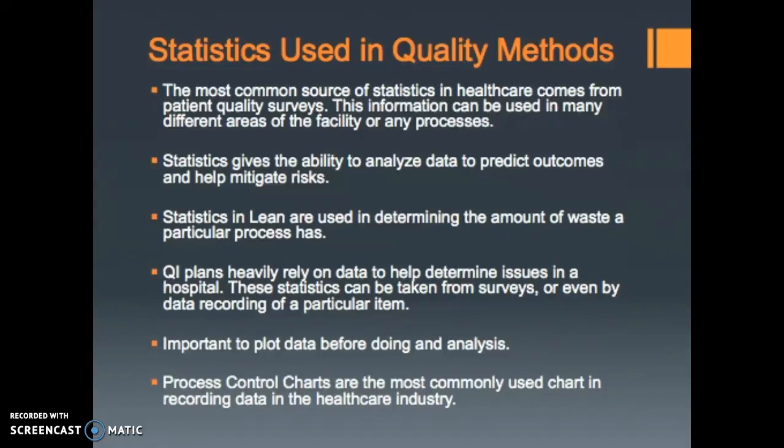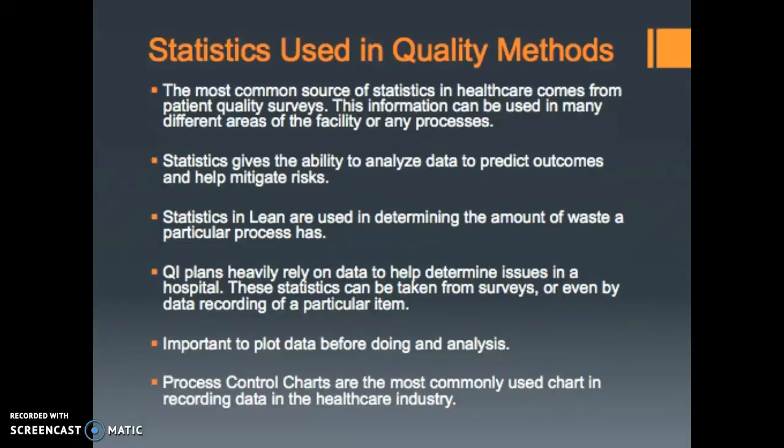Finally, we will discuss how statistics are used in quality methods. The most common source of statistics in healthcare comes from patient quality surveys. This information, which we discussed before, can be used in many different areas of the facility or for any processes. Statistics gives the ability to analyze data to predict outcomes and help mitigate risks. Statistics in Lean are used in determining the amount of waste a particular process has.